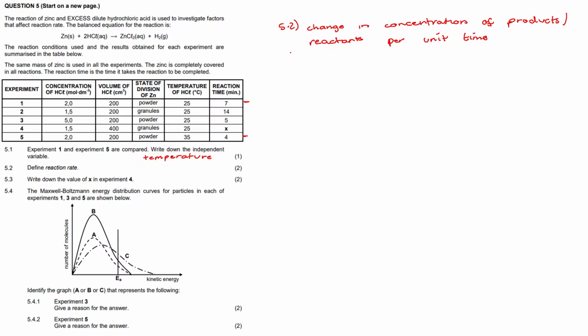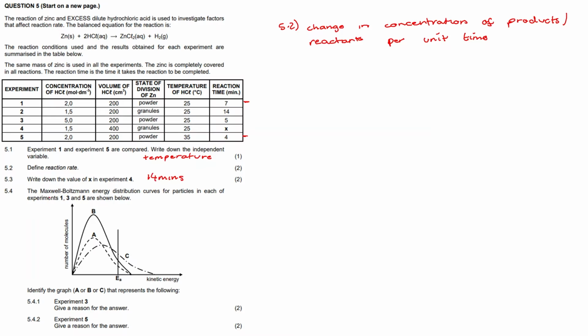Question 5.3. Write down the value of X in experiment 4. In experiment 4, we see it has a concentration of 1.5, which is the same as experiment 2. It has a volume of 400 centimeters cubed of HCl, is granules, has a temperature of 25, and the reaction time being X is what we want to calculate. So all the values except for the volume are the same as reaction 2. However, in the question they say excess dilute hydrochloric acid is used. Therefore, since the hydrochloric acid is already in excess, the volume of the hydrochloric acid does not matter. Therefore, reaction 4 and reaction 2 will both have the same reaction time, being 14 minutes.